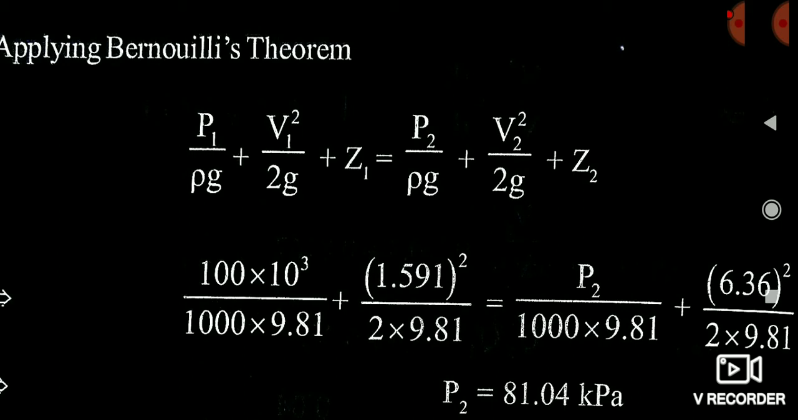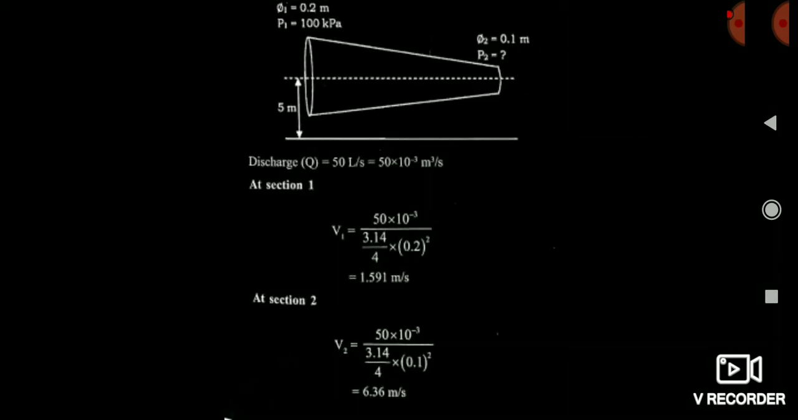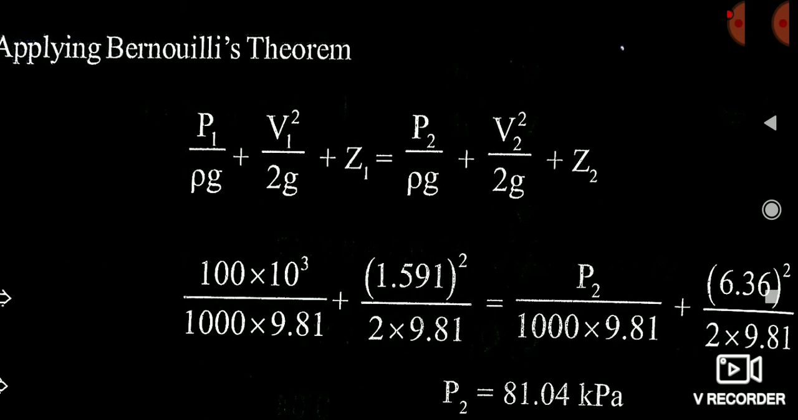So Bernoulli's equation, all of you know that total head at point 1 is equal to total head at point 2. So total head at point 1 is P1 by rho g plus V1 square by 2g plus Z1. Friends, you can clearly see here the height is the same, means Z1 and Z2 are the same. So Z1 minus Z2 is equal to 0. So here there is no change in height, so Z1 and Z2 are negligible, means both cancel out. And we have to calculate the P2 value, means pressure at point 2. So P2 is nothing but 81.04 kilopascal.